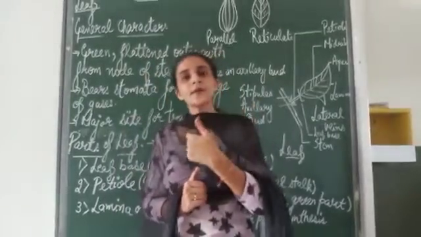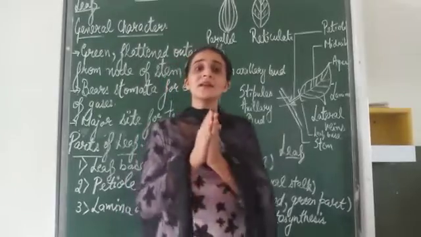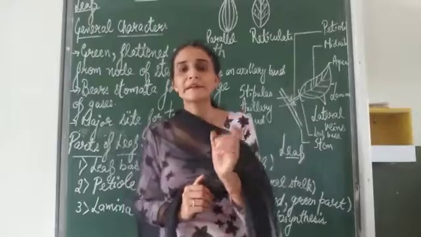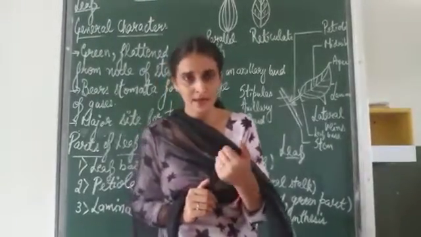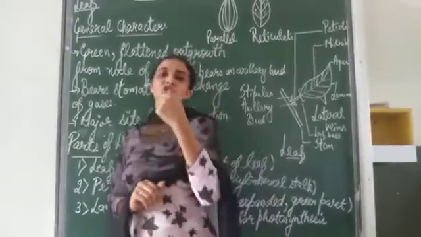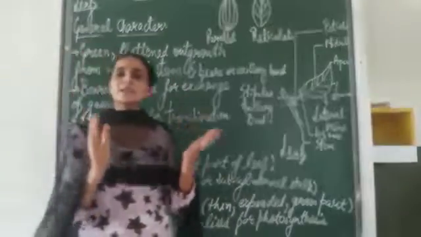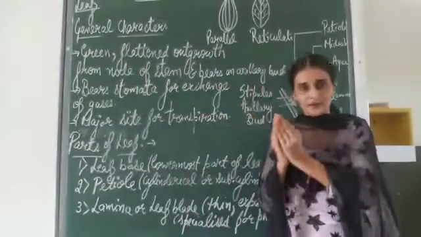Next, there is one more term, that is anatomy. What is anatomy? Anatomy is the branch of science that deals with the study of internal characters of plants, generally at the microscopic level. So my next question is, what is the use of morphology? Morphology simply helps us to identify and classify the organisms.